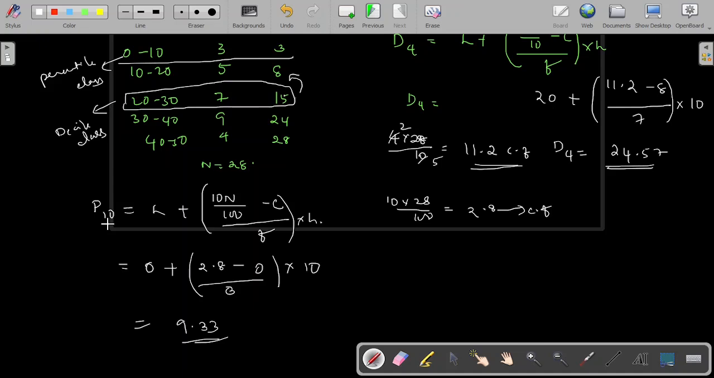So I have given examples for all different kinds of data: with frequencies, without frequencies, as well as grouped data. I hope you understood how to find deciles, percentiles and quartiles.